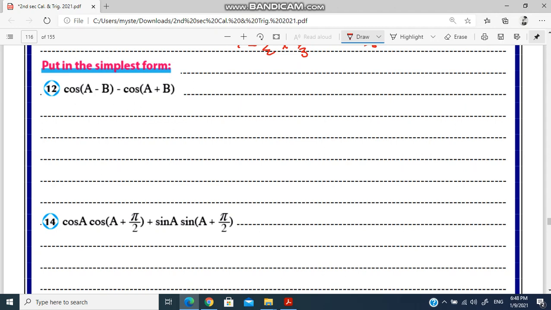Find in the simplest form cosine a minus b minus cosine a plus b. Cosine a minus b equals cosine a cosine b plus sine a sine b, minus cosine a plus b.